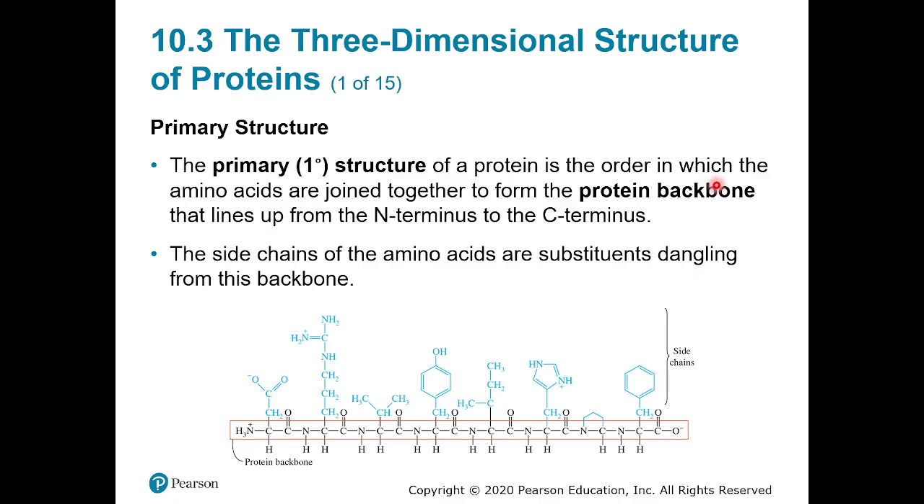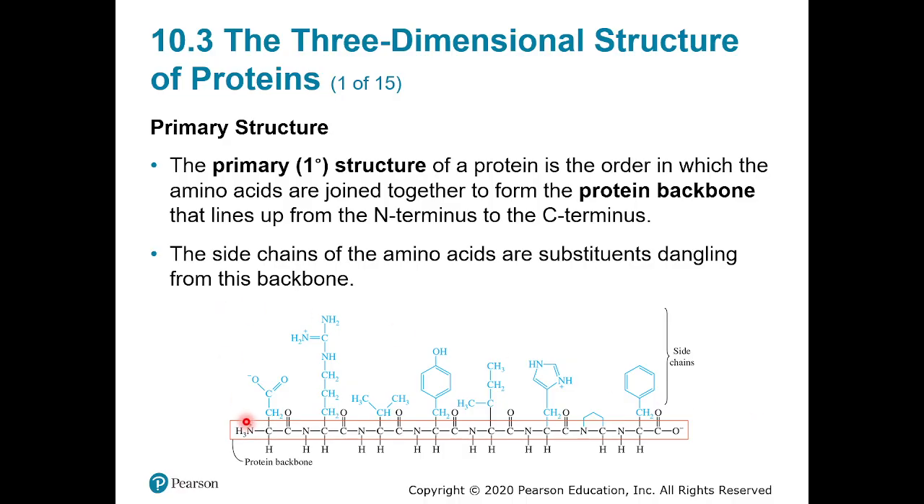So let's look at the primary structures of a protein here. When we look at proteins, there's different levels we need to understand them on. The primary structure of a protein is going to be the order that the amino acids are in. An easy way to think about this is it's the protein backbone. Okay, it's the order of the amino acids in that protein backbone.